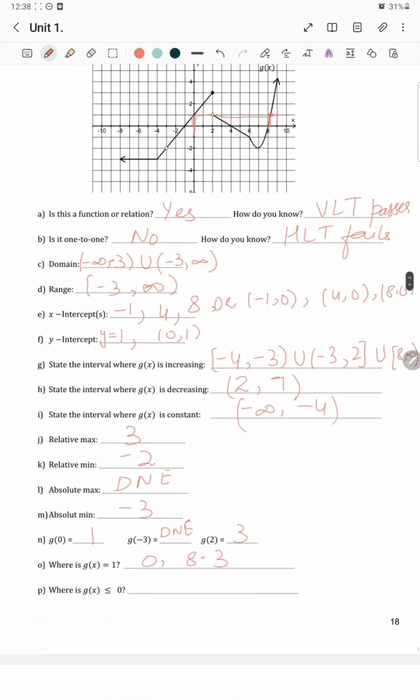G of x is less than or equal to 0 means below the x-axis: -infinity to -3, union -3 to -1, union 4 to 8.